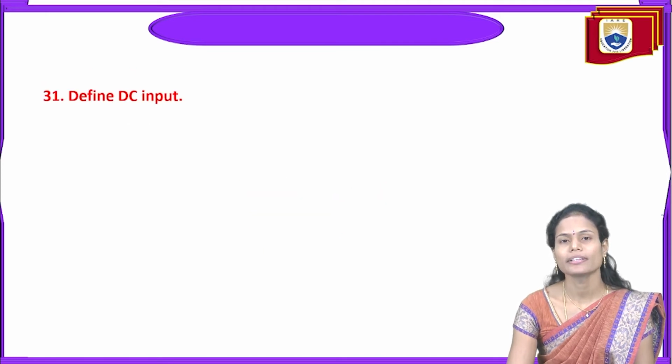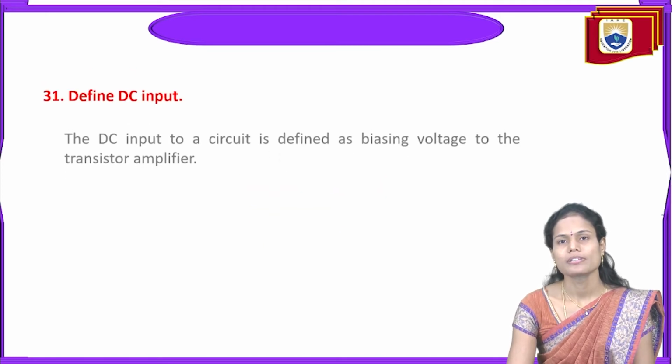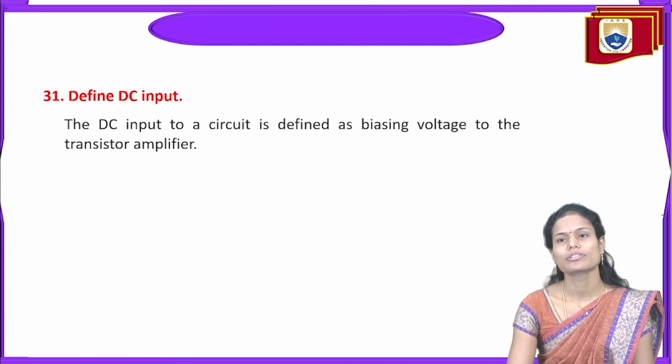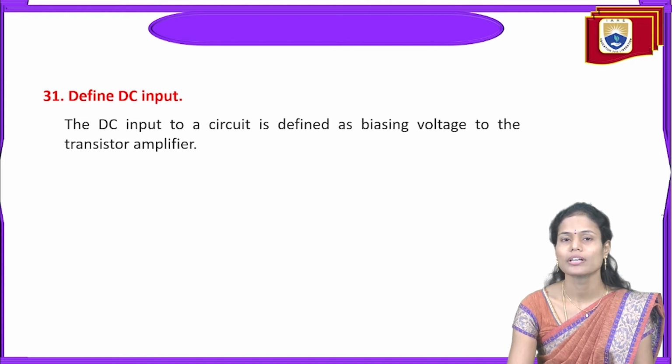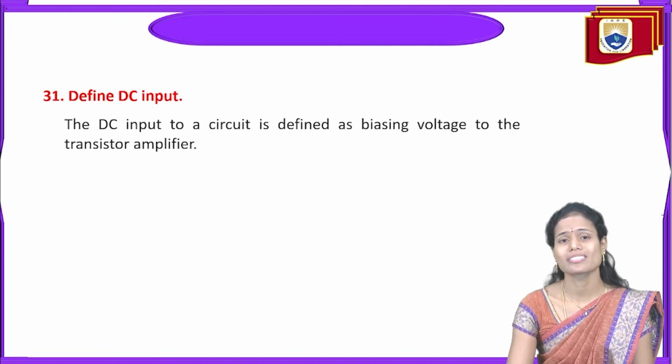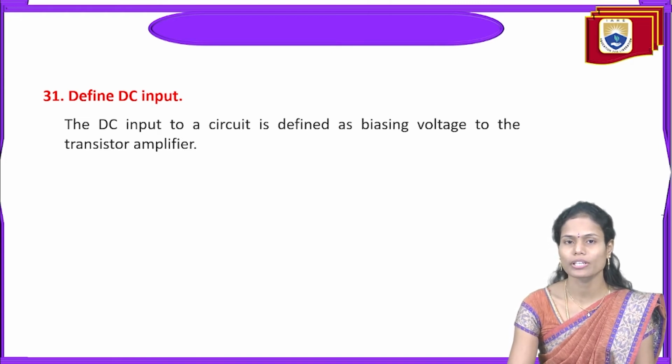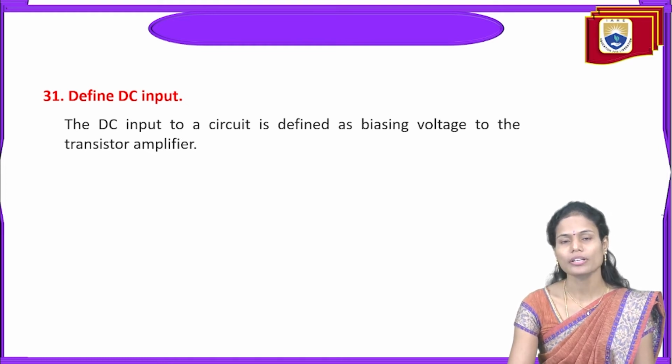And next, define DC input. So the DC input circuit is defined as the biasing voltage to the transistor amplifier. The biasing voltages as well as the supply voltages we are providing for the amplifier are indicated by the DC signal or DC input here.